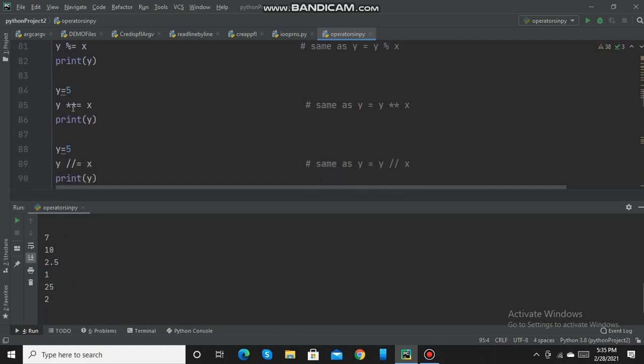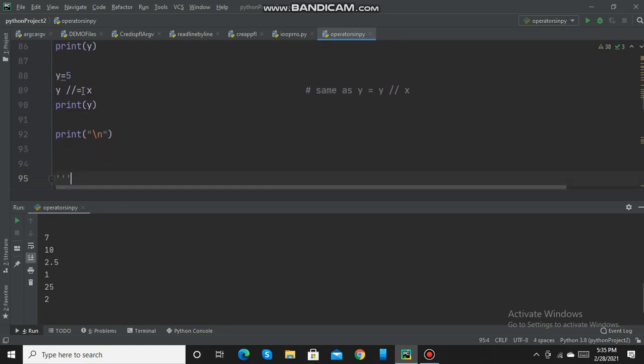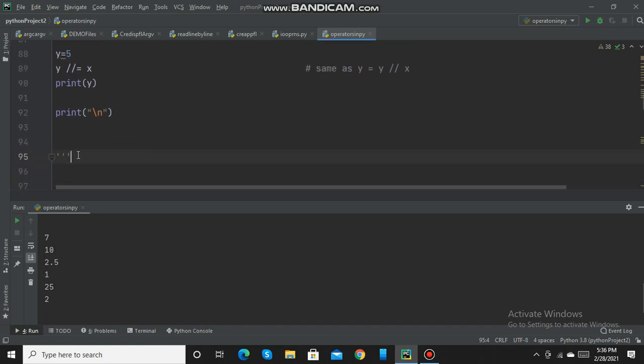Then y exponent equal to x means y is equal to y raised to x. That is 5 raised to 2, that is 25 is printed here. Then y floor division equal to x means it will divide y by x and take the quotient. So that is 5 by 2 and the quotient 2 is getting printed here. So that was the assignment operator.